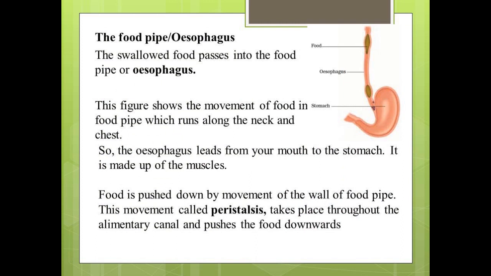The food pipe, esophagus. The swallowed food passes into the food pipe or esophagus. This figure shows the movement of food in the food pipe, which runs along the neck and chest. The esophagus leads from your mouth to the stomach. It is made up of muscles. Food is pushed down by the movement of the wall of the food pipe. This movement is called peristalsis. It takes place throughout the alimentary canal and pushes the food downwards.